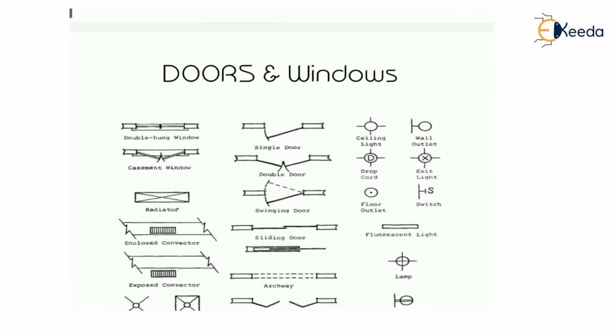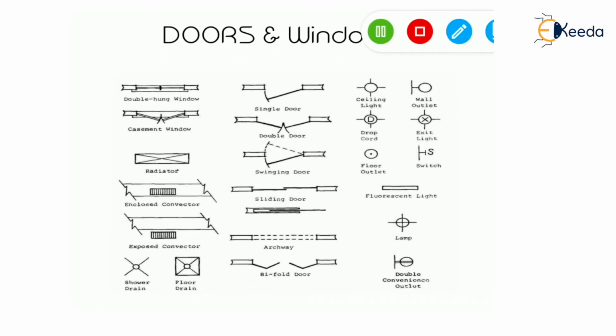Next, the symbols of doors and windows. If I draw this symbol in a drawing, the engineer reads that symbol as a single door and places a single door at that position. Likewise, if I provide this type of symbol in a drawing, then the engineer reads it as a sliding door and provides a sliding door. It means symbols play a very important role in a drawing, as the engineer constructs the site by the symbols.